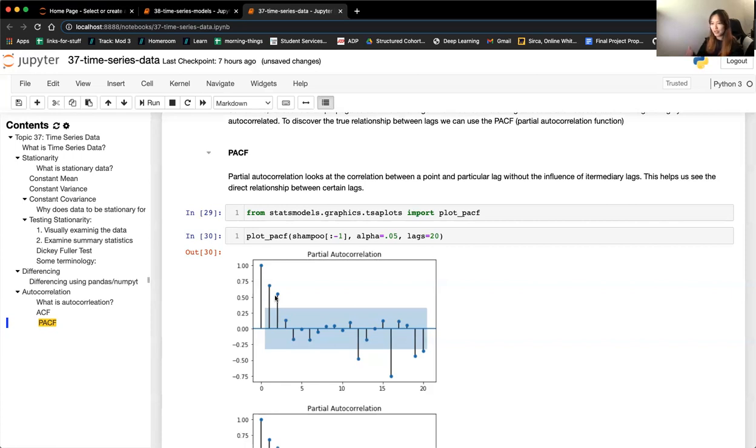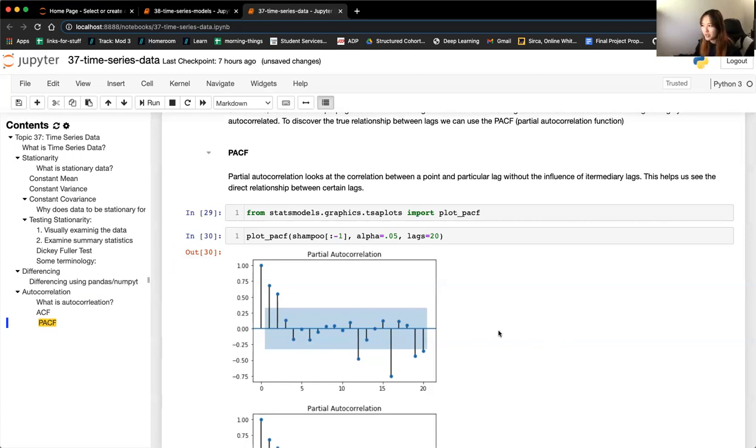Because there is the common trend of autocorrelation propagating, the partial autocorrelation discounts previous lags, and basically discounts the fact that, all right, how much of this lag is a result of autocorrelation from previous time lags that has propagated down. So PACF is also something that you look out for.